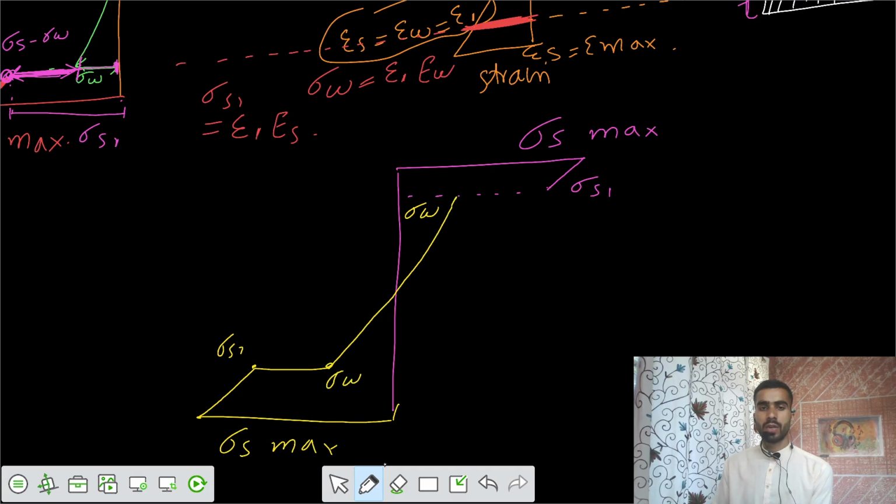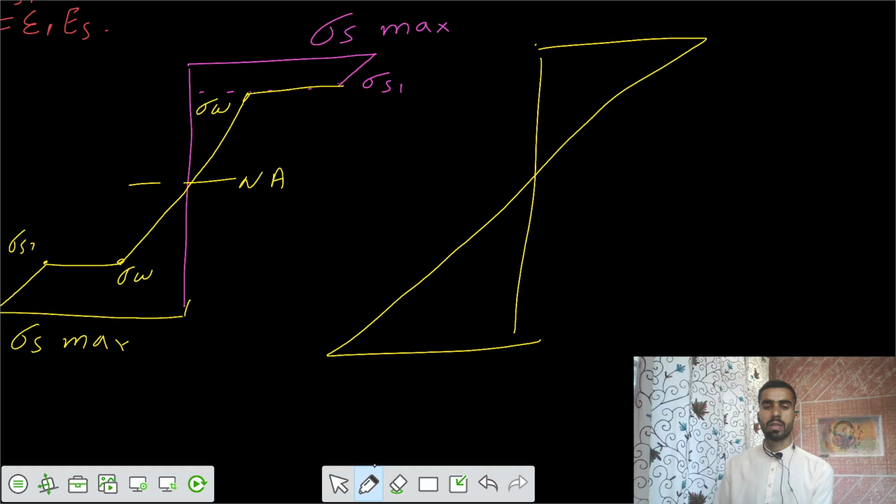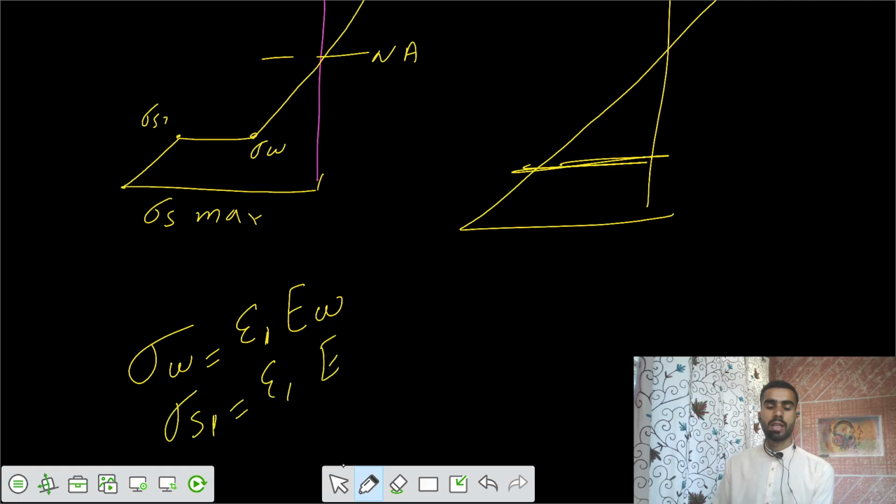So similarly, you can join the two points here now. So this is the stress variation. The strain variation looks like only this part, the same strain. So you can also write that strain W equals strain 1. Even though the strain is the same, the E is different. So sigma S1 equals E times strain, that's ES.